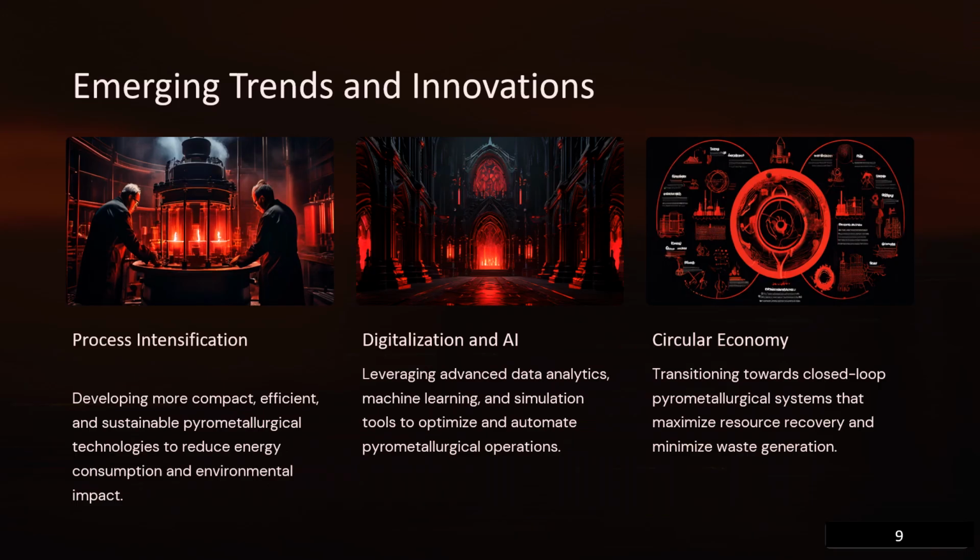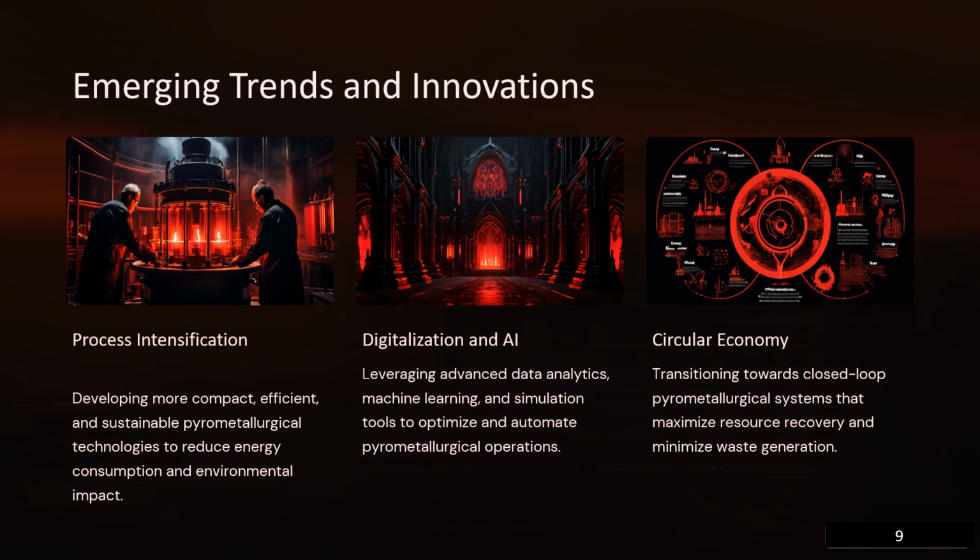So we are talking about how we can make pyrometallurgy environmentally friendly, and we can achieve this through emerging trends and innovations. Process intensification: we should be able to develop more compact, efficient, and sustainable pyrometallurgical technologies to reduce energy consumption and environmental impact. So in this modern world, we can create technologies that will help us reduce energy and also have a great impact on the environment.